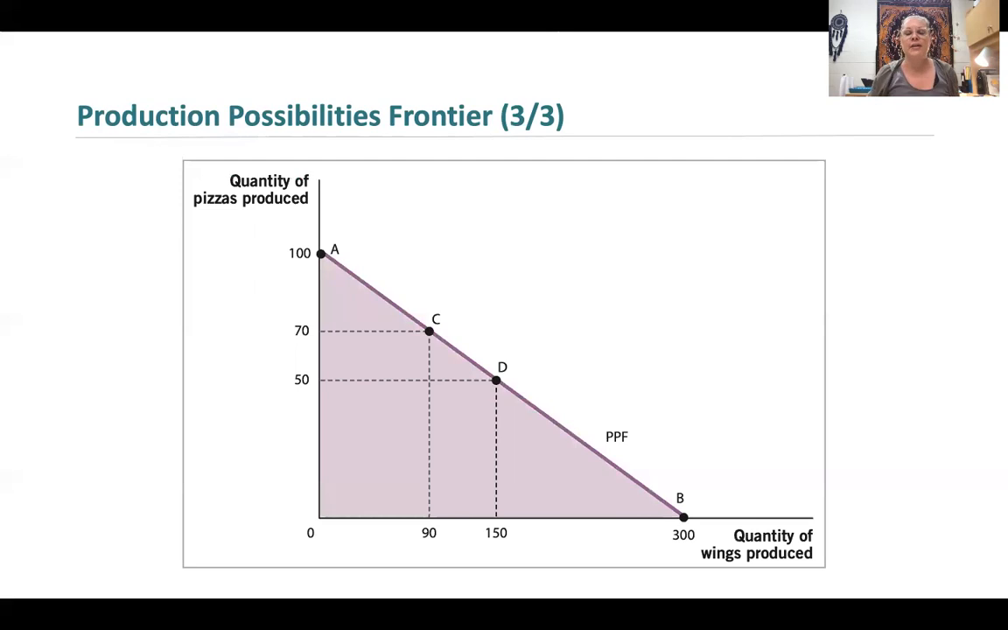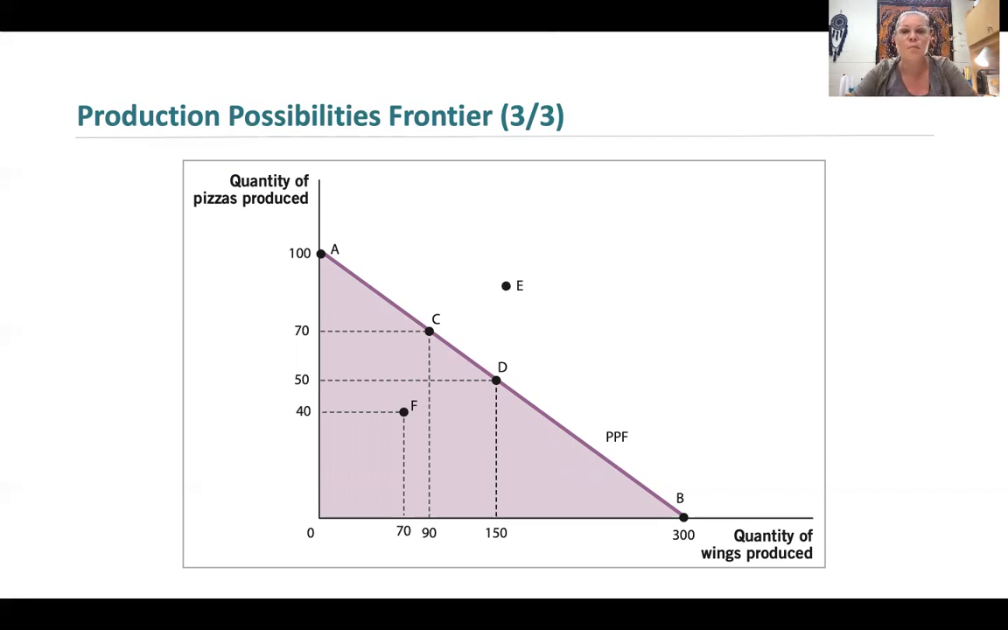The area underneath the PPF represents points that are possible but not efficient. And that's because all of the points below the curve itself are going to be combinations of these goods that are produced by utilizing fewer resources than the total amount we have available to us. So for example, point F is possible. We could produce 70 wings and 40 pizzas, but we'd be doing so not using all of the time available. In other words, we could produce more of both goods with the resources that we have at hand.